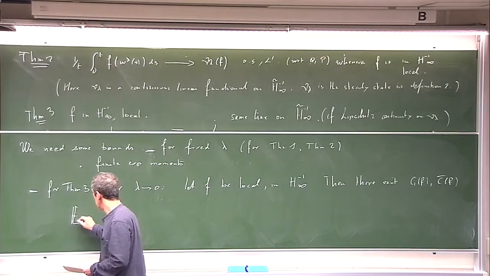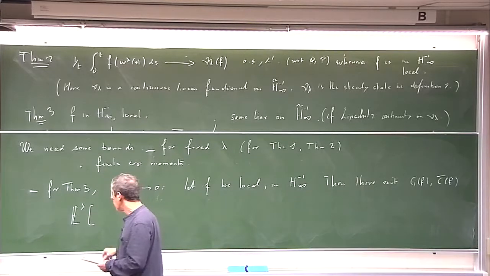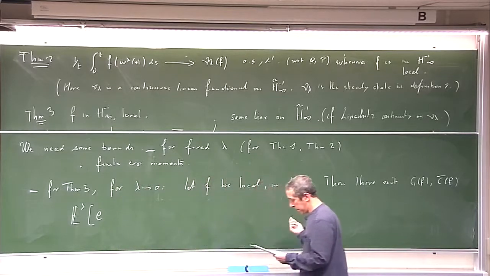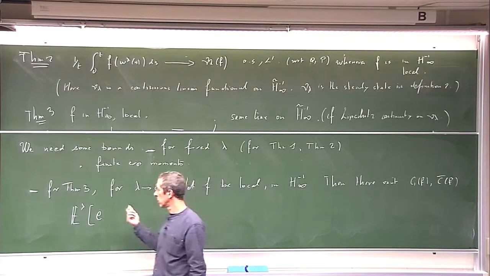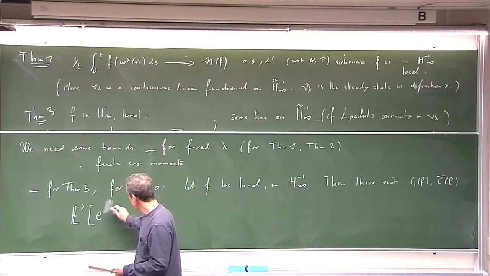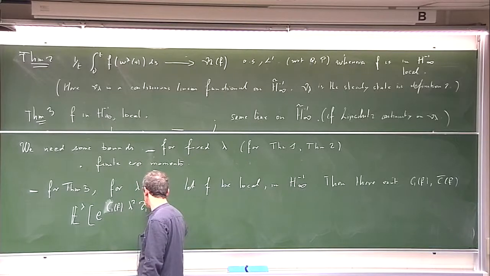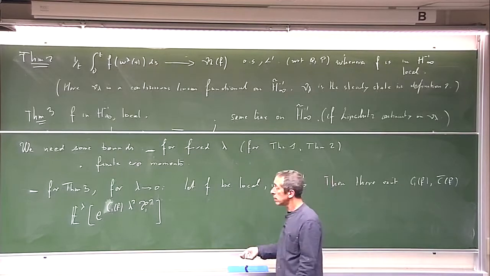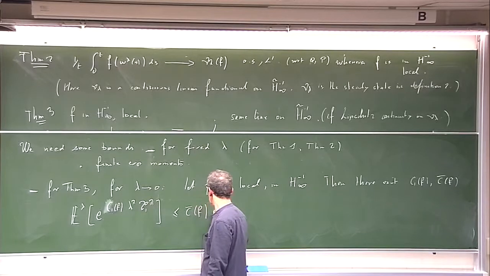So if I look at the expectation, under lambda, of the exponential. Now, if I want to consider the regeneration times themselves, I have to put them on the right scale. So the right scale is time is multiplied by lambda square. So I have one constant, C1 of f, lambda square times tau 1 lambda. And this is uniformly bounded in lambda, so this is less than C bar of f.